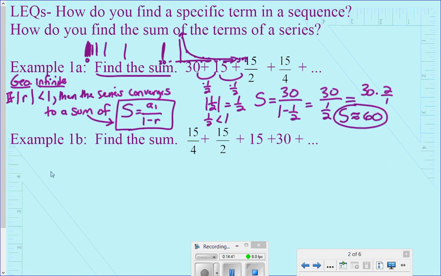So now we're going to look at B, because we talked about when the absolute value of R is less than 1, but we didn't look at when it's bigger than 1. So here we have 15 fourths, 15 halves, 15, 30. So you're seeing that R is 2.